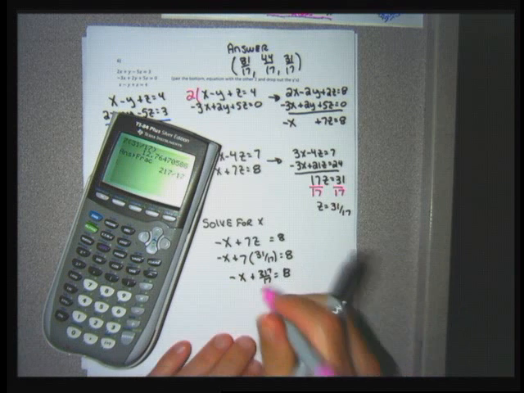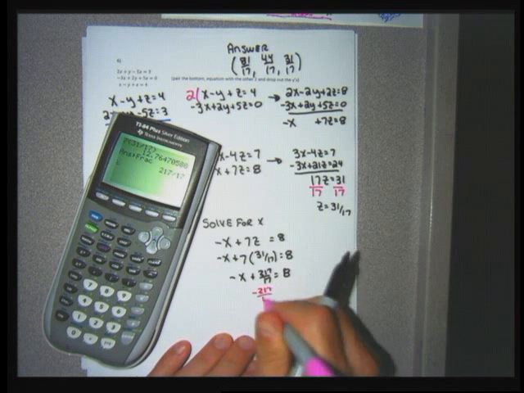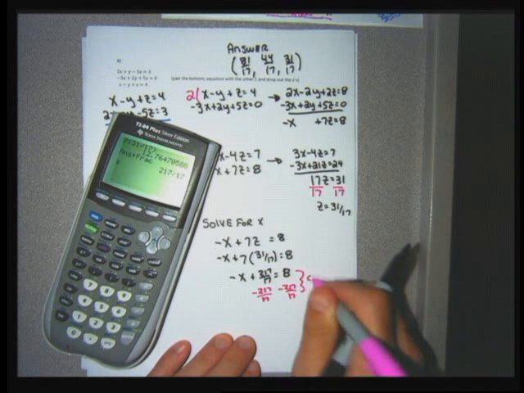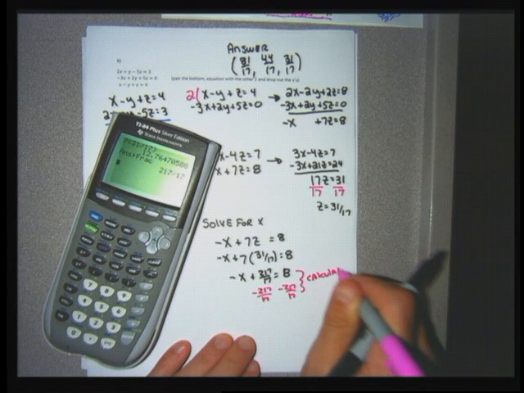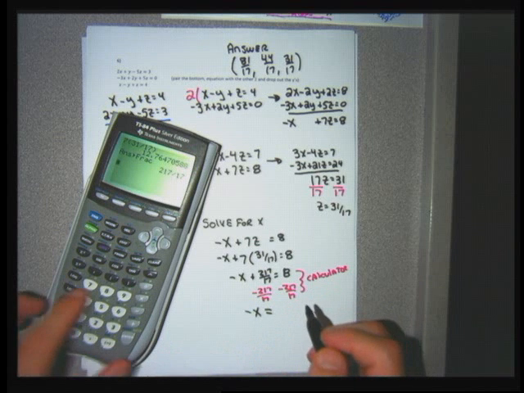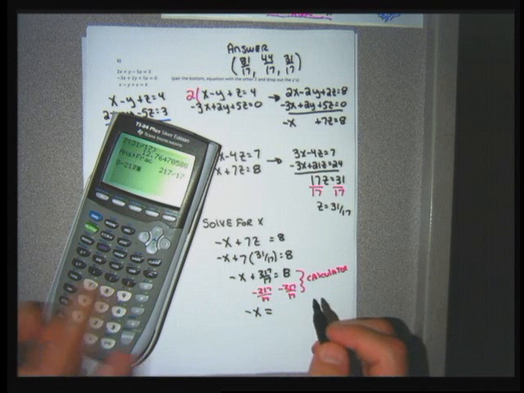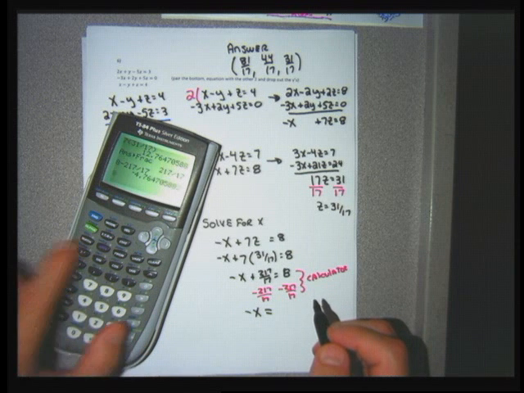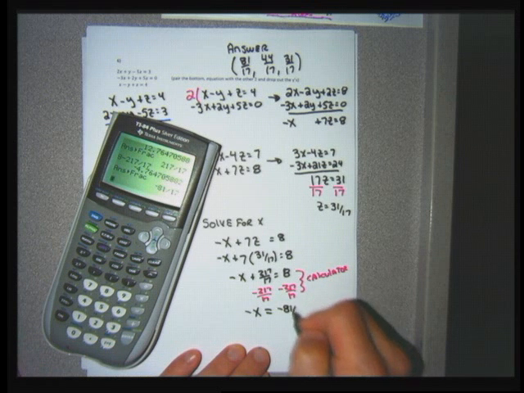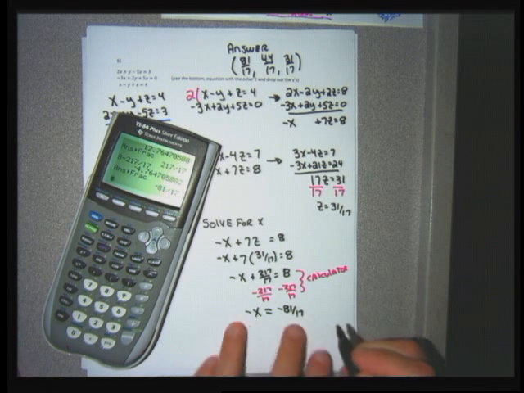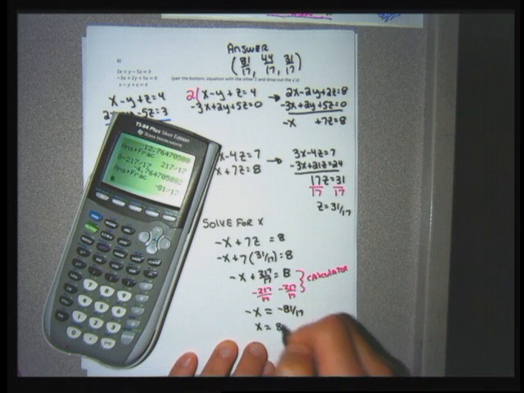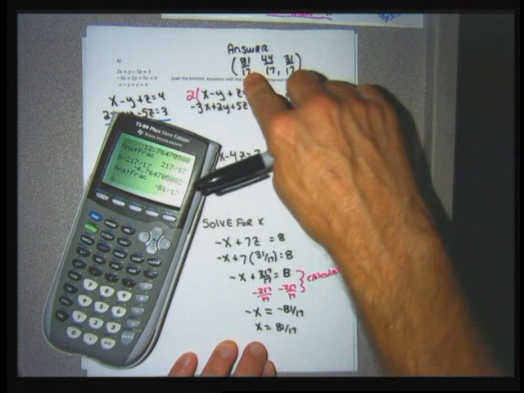I'm going to minus 217 over 17 from both sides. This I'm going to do on my calculator. This is going to give me minus x equals whatever 8 minus 217 divided by 17 equals. So this gives me minus x equals minus 81 over 17. I divide both sides by a negative 1, and I get x equals 81 over 17, like I hoped to.